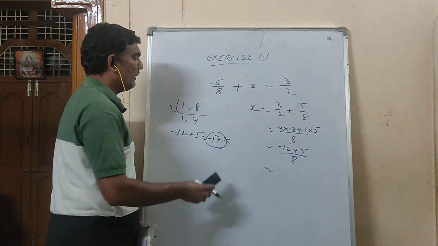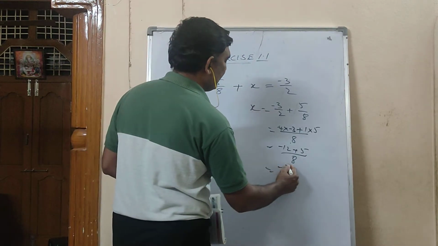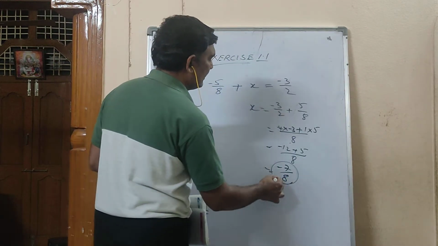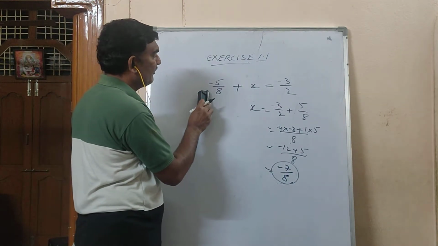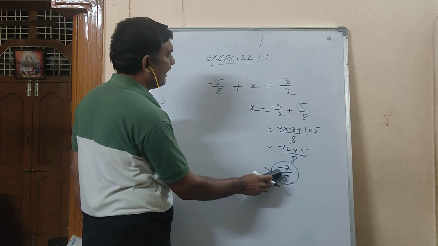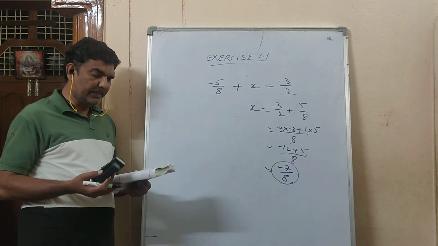So minus 12 plus 5, what is the answer here? Minus 7. So minus 7 by 8. This is the answer. So for minus 5 by 8, if you add minus 7 by 8, you will get the answer minus 3 by 2.